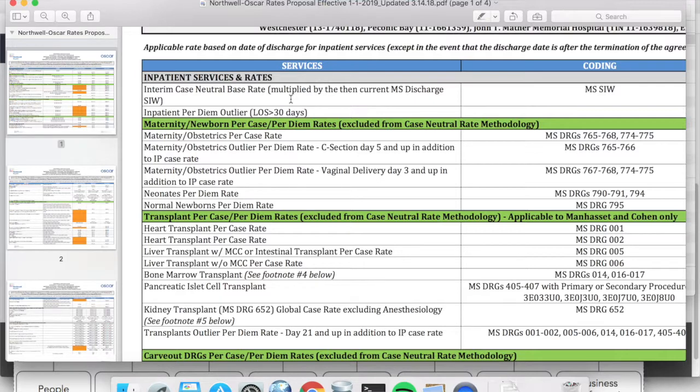So you stay for 6 days, you get some drugs, you get some labs, you get some imaging, you get some physician care, you're in the operating room. Boom, that's how much it costs. Yeah? So that's the idea.